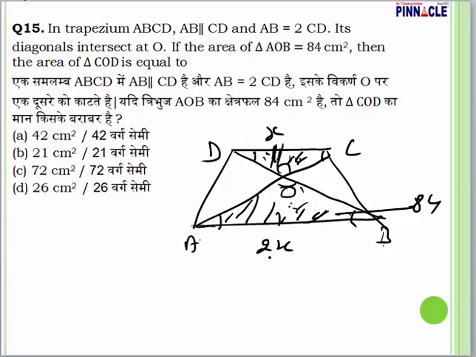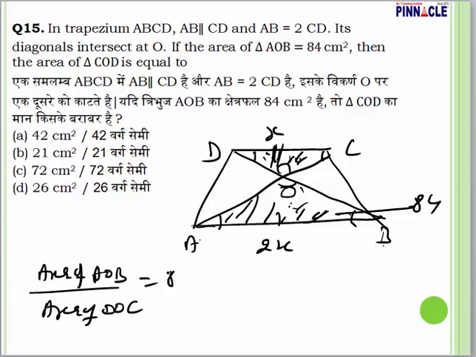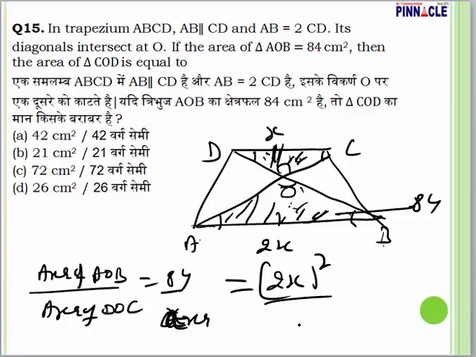So this is the area of AOB and the area of DOC. The area of AOB is 84, and you can take it as X or A. This side is X and this is 2X. So the area should be in the same ratio as the square of their corresponding sides.